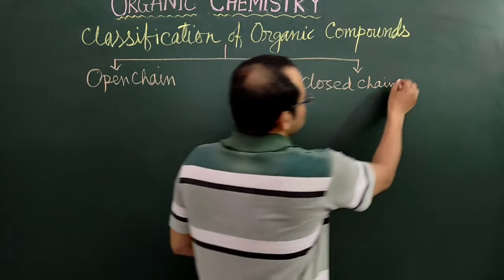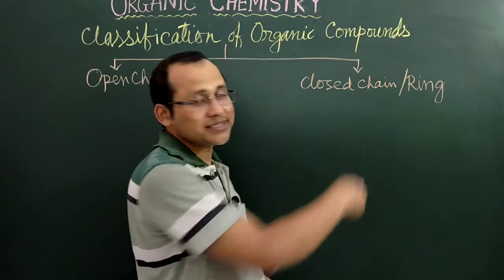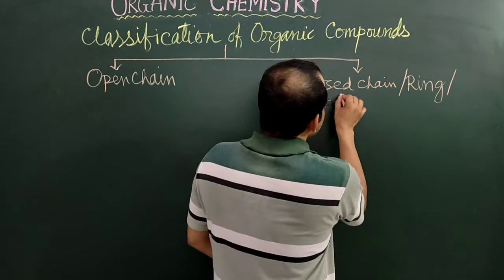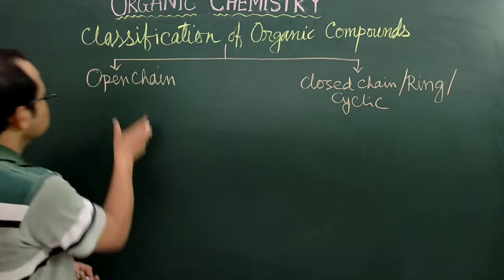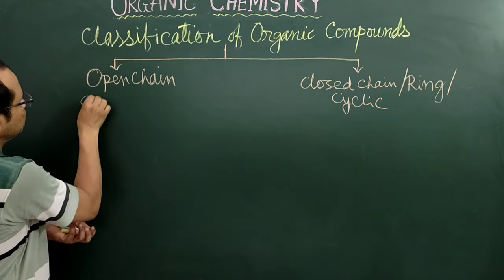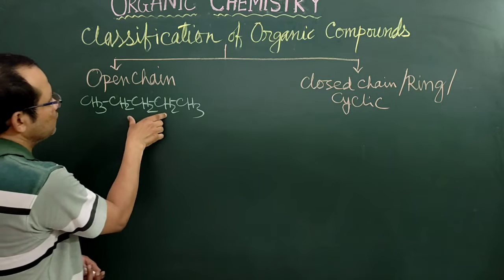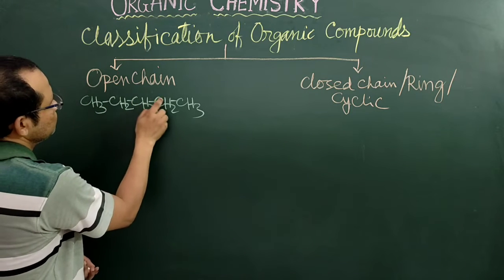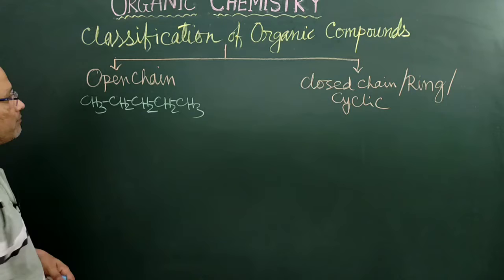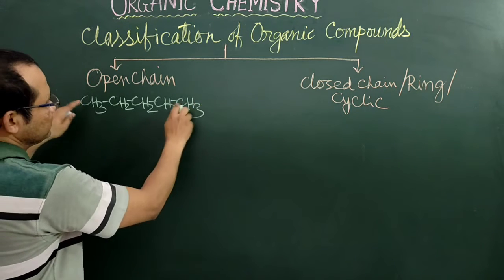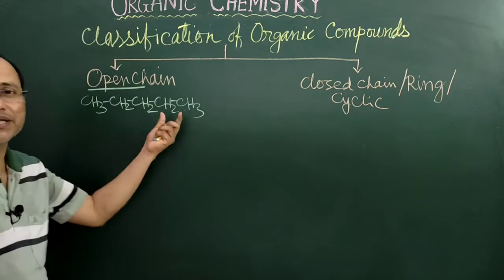Now look, closed chain may also be written as a ring. Since they have ring-like structure, they are called ring. Due to their cyclic nature they are also called cyclic. So all these terms may be applicable for this category. Now open chain compounds, if we write down one example, maybe like this. This is a compound which contains carbon 1, 2, 3, 4, 5 in a row, forming a chain. So this is an open chain compound, since this end and this end remain open, they are not attached to each other.